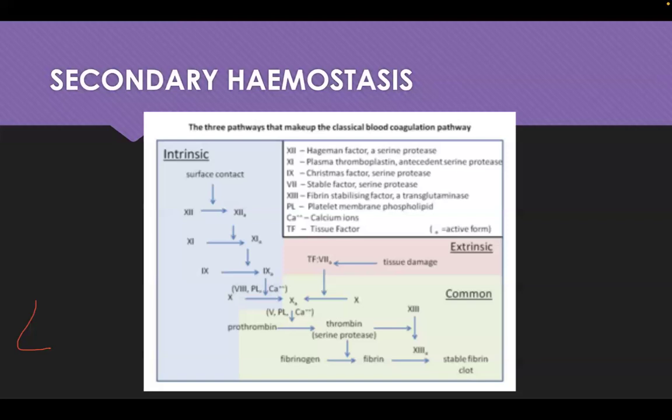Another clinical link is that there is a condition called hemophilia, which is a bleeding disorder, and that can happen when there are deficiencies in factor 8 and 9, which are really important in the intrinsic pathway. But eventually, both of these converge onto the common pathway and result in thrombin activation, which converts fibrinogen into fibrin, as I said, to solidify the clot.